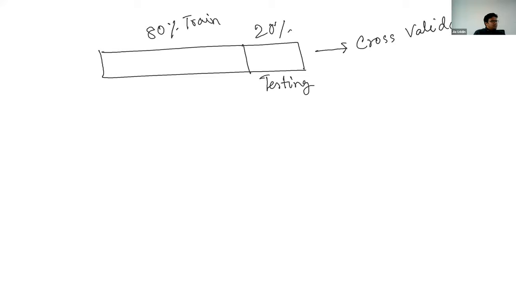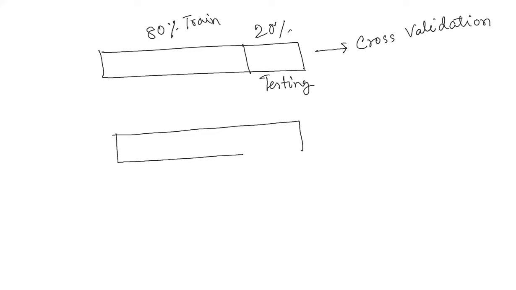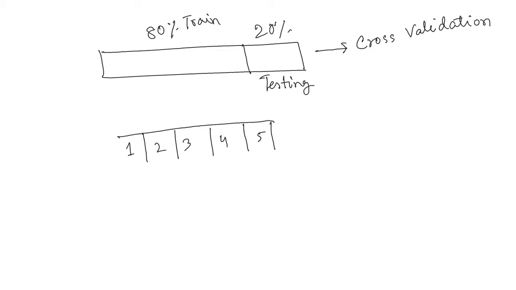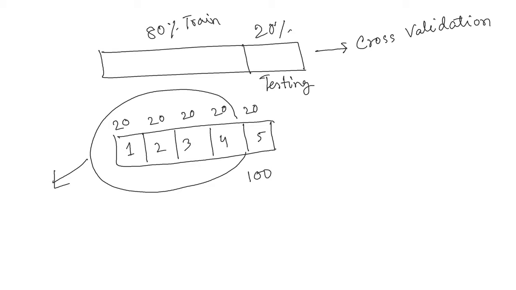Suppose I divide the total data into 5 parts. If I have 100 data points in total, each box has 20 data points. Now, when I say testing 20%, that means we can take these 4 bins for training and this bin for testing. Is this clear?